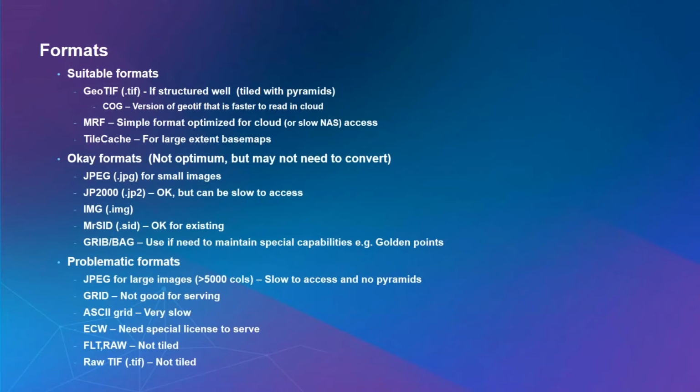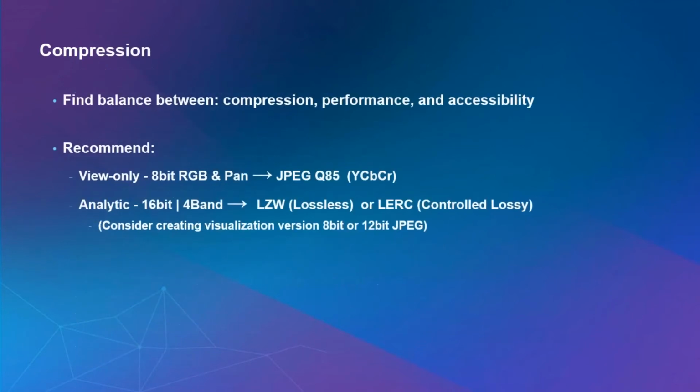The formats that are problematic are actually things like JPEG. JPEG itself is okay. It's just when the images become large. If you have a large mosaic and you create a very large JPEG file with more than sort of 5,000 rows or columns, then things start to slow up because JPEG is actually not tiled. There's the grid format. It's an old format by Esri that's actually not good for serving. Things like ASCII grids are very slow. ECW as a format, typically you actually need a special license to serve that. There are a number of restrictions on serving ECW. Then there's things like float and raw. So the last ones are formats that you can use, and we can certainly use them, but they typically are problematic, and it may be better to actually optimize those.